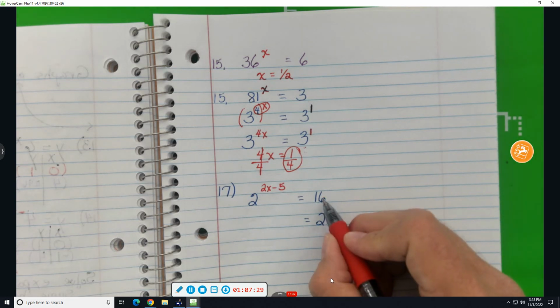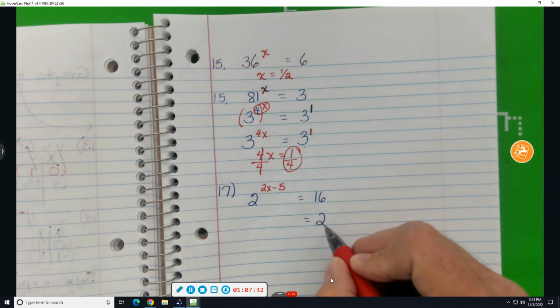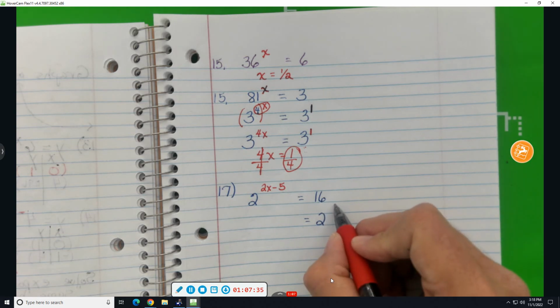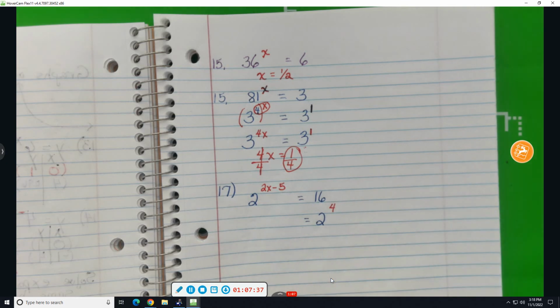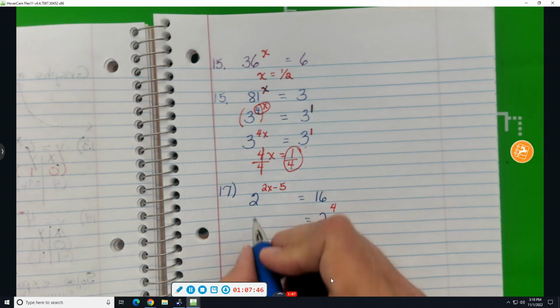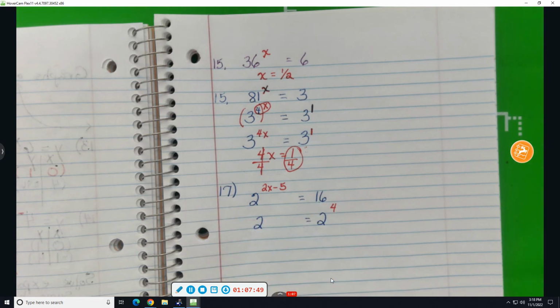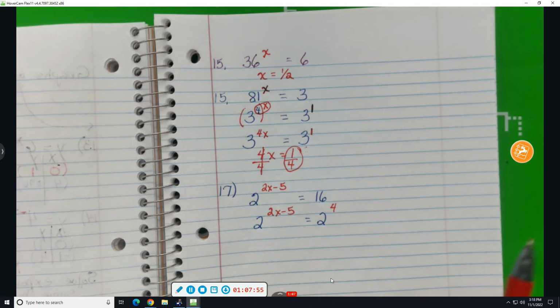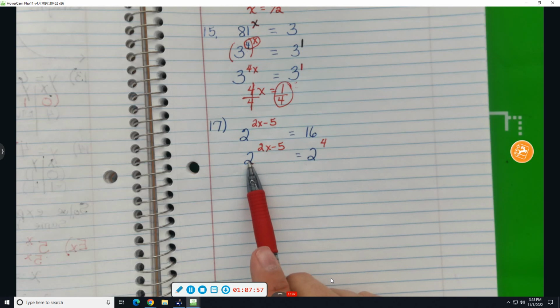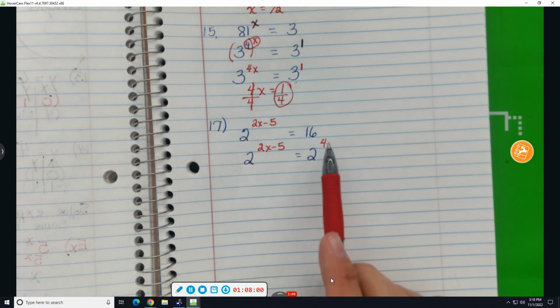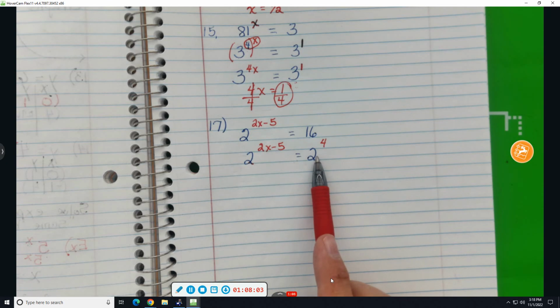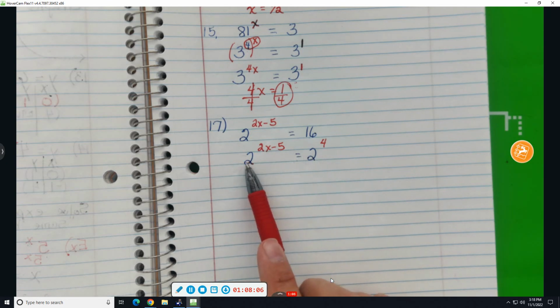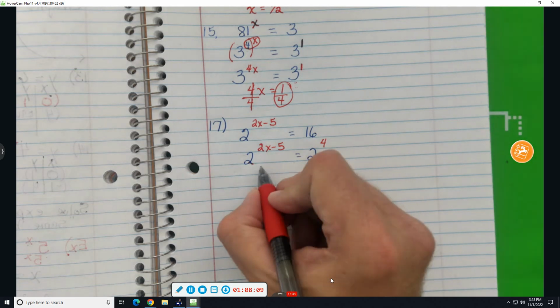2 to what power would give us 16? How many 2's do you have to multiply together to get 16? Y'all agree with that? 4. 2 times 2 is 4. Times a third 2 is 8. Times a fourth 2 is 16. Now, I have a lot of 2's there. Can I drop the 2's? 2 to a power equals 2 to a power. Since the bases are the same, the exponents have to be the same.